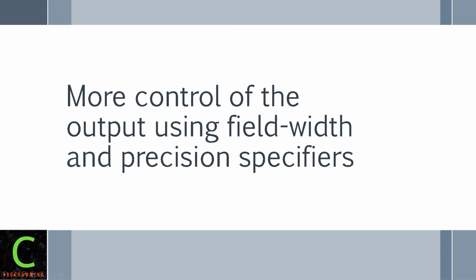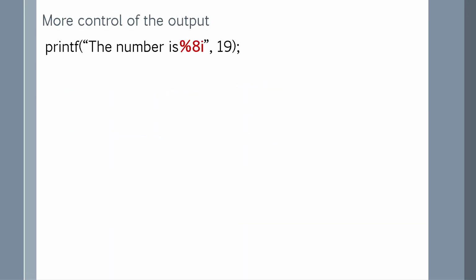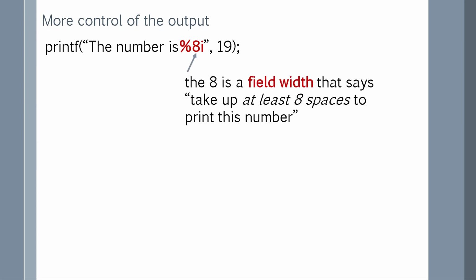To gain more control over the way output is displayed, we're going to be using field width and precision specifiers. Let me show you what I mean. Let's make a slight change to the first example we looked at. Here, there's an 8 between the percent and the I. That 8 is called a field width specifier that says, take up a minimum of 8 spaces to print the 19.